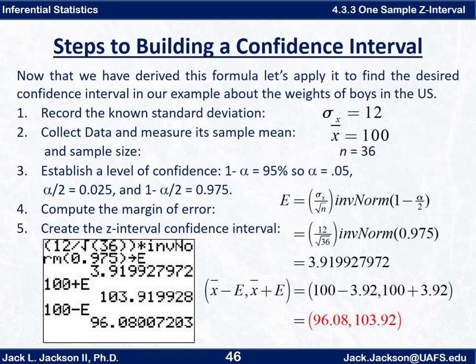So what does this mean? It means we're 95% confident that this interval contains the true mean. Do we know the true mean? No, that's the whole point. We don't know the true mean of the individual boys' weights for the whole United States. We do know the average for our particular sample, which is 100, exactly smack dab in the midpoint of this interval. But we can go to the right and left of that about 3.92 units. That 3.92 is called our margin of error. The 100 is called our x bar, and then this is our confidence interval.